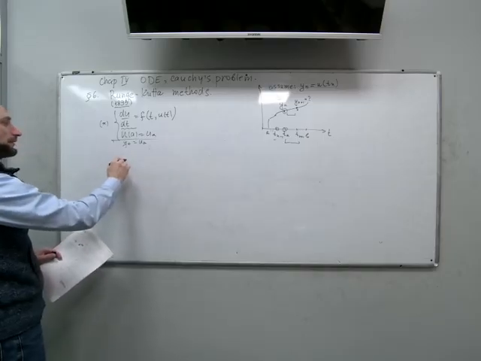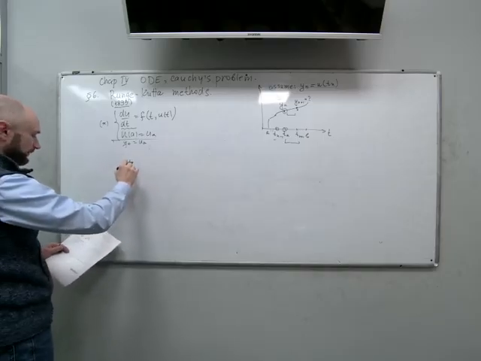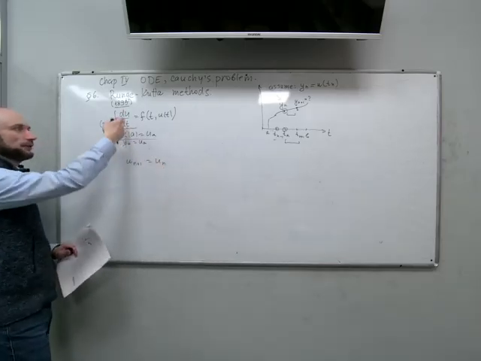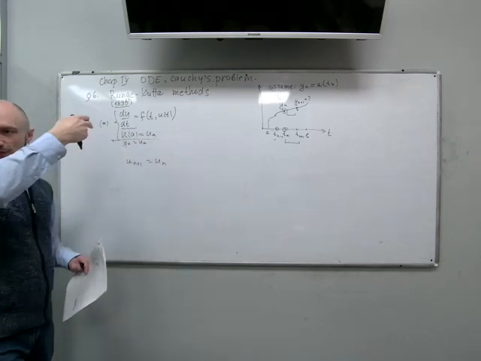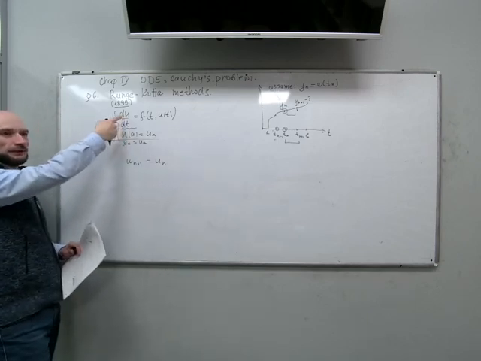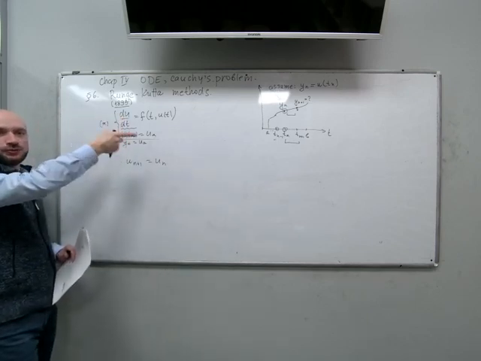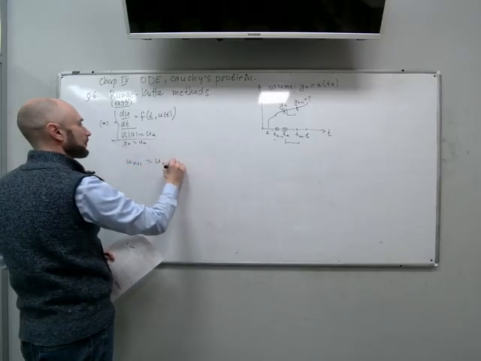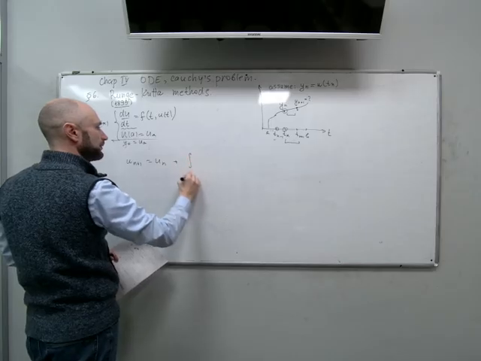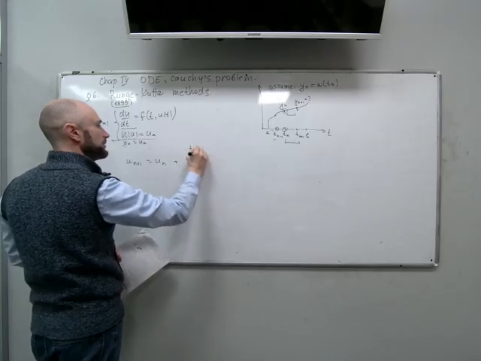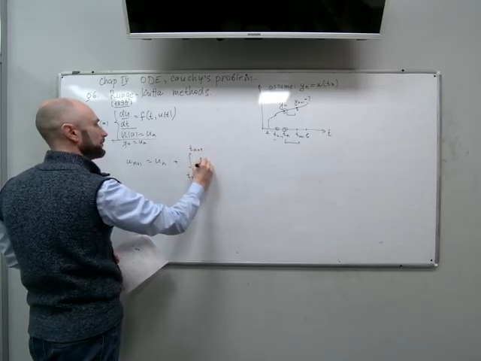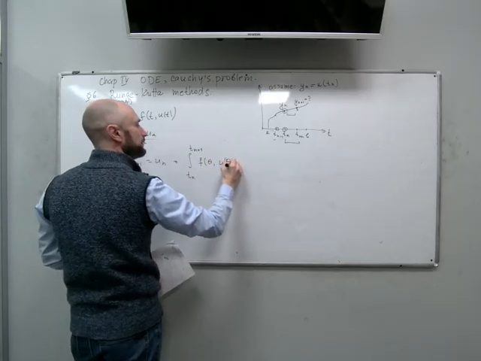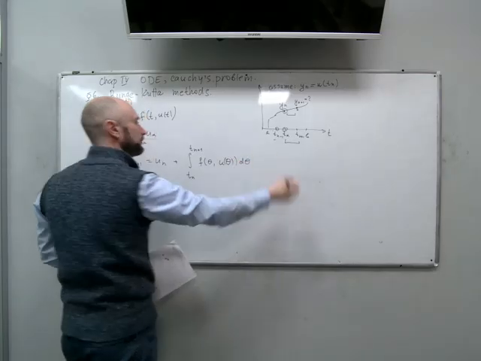So let's integrate. What do we get after integration? Integral of the derivative is just the value of the function at the two sides of the interval of integration, plus the integral from Tn to Tn plus 1 of f of theta, u of theta, d theta.